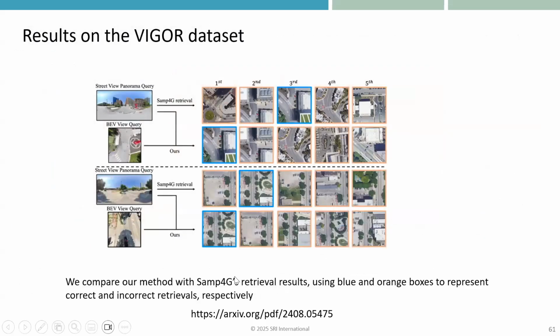And they're able to show that they get much better performance. Remember, Sample4Geo was very good, and they're able to get much better performance than Sample4Geo. That's what this is showing. This is the street view image, this is the BEV image, and these are just showing this. For this image, with Sample4Geo the best one was the third one, and in this one the second one, while in their case, in both, it's the first one.